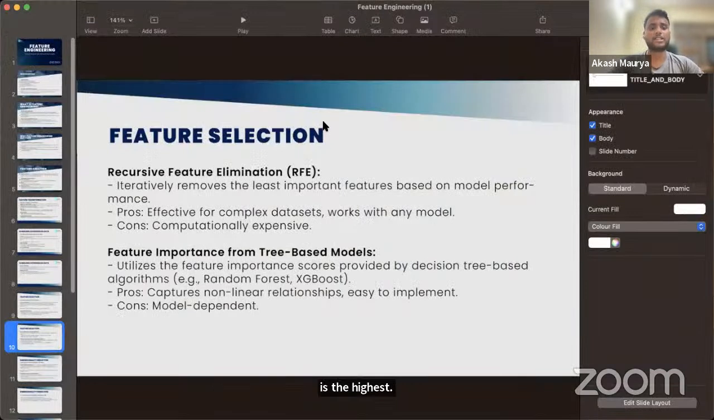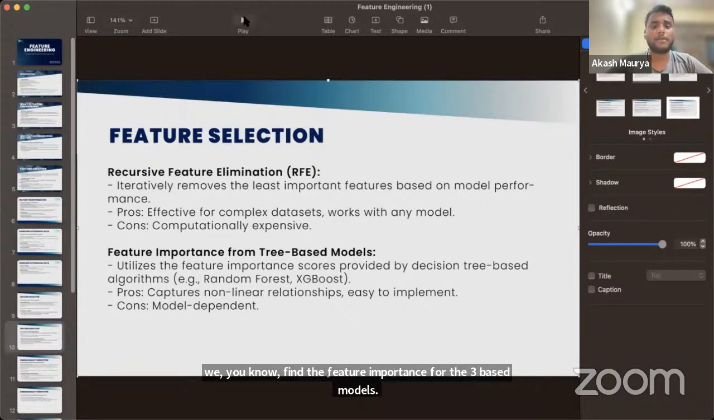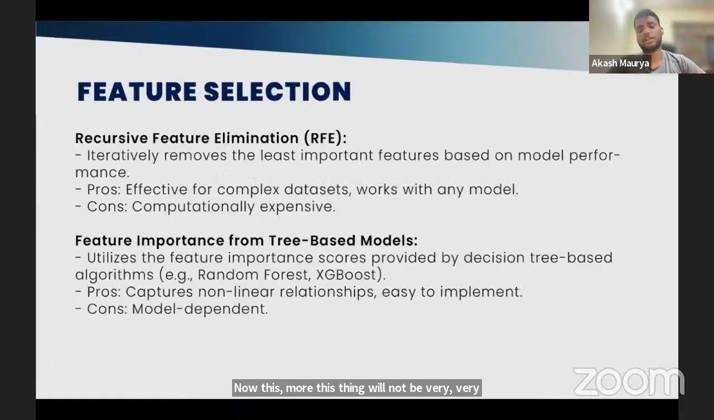So that is how we find the feature importance for the tree-based models. This will not be very good in the case of other models, let's say a feature dependent model.